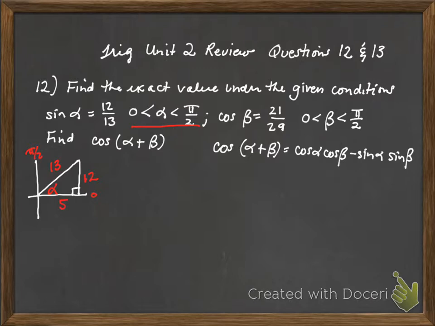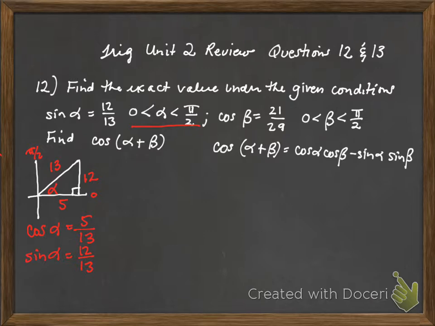Okay, so I'm going to write out beside alpha. Cosine alpha equals adjacent, which is 5, over the hypotenuse, which is 13. And sine alpha equals 12 over 13, which was given.